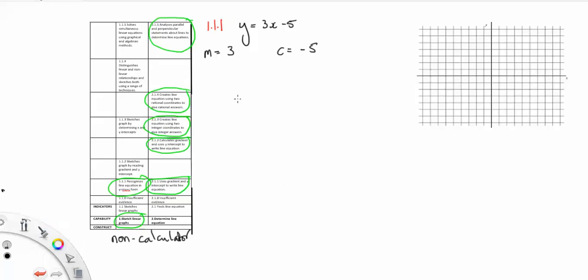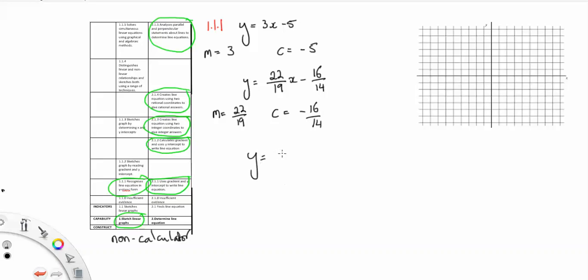Let's keep going. Let's say you're given y equals 22 on 19x minus 16 on 14. Well, we know the gradient is this quantity. It's the coefficient of x, so we know that m is 22 on 19, and we know that c is -16 on 14.